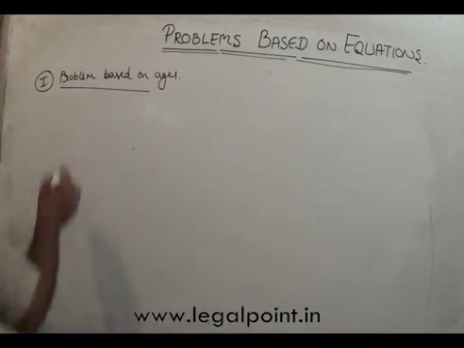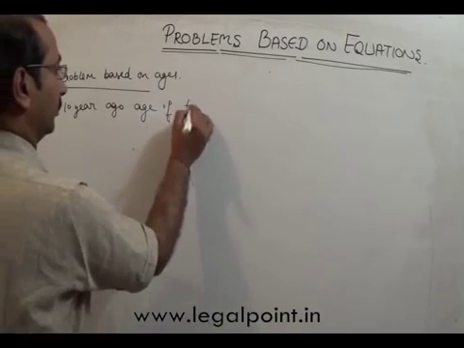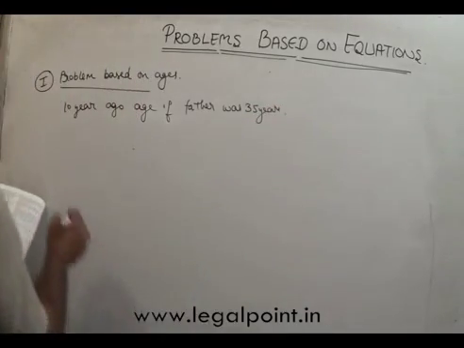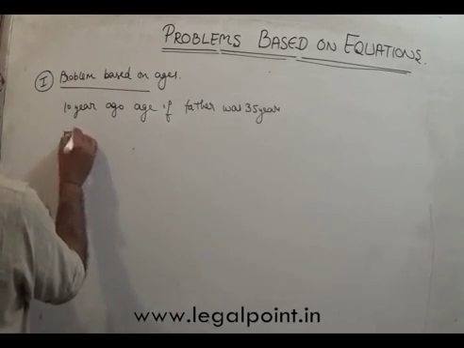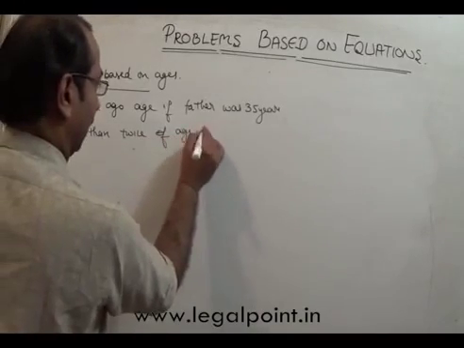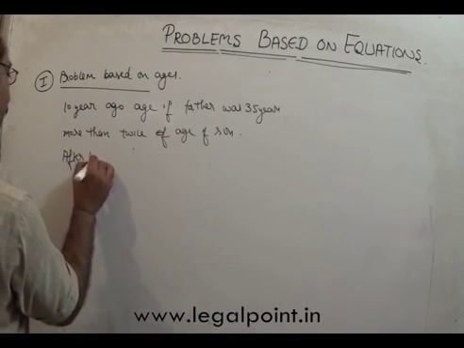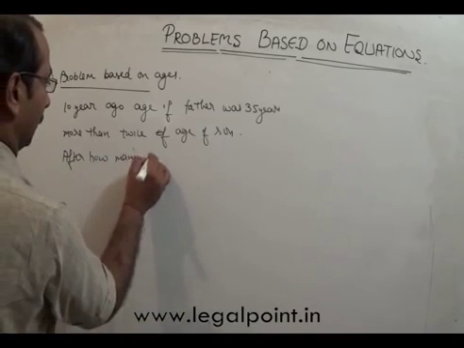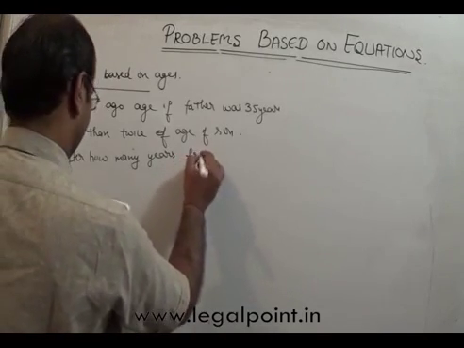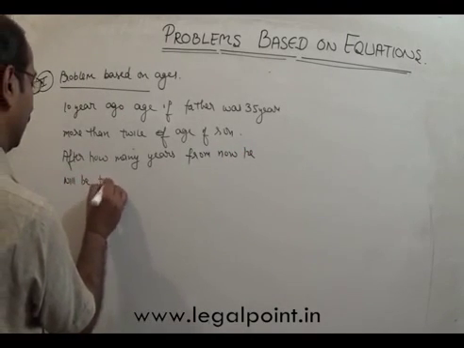It is given that 10 years ago the age of the father was 35 years more than twice the age of the son. The question is, after how many years from now will he be twice the age of the son?